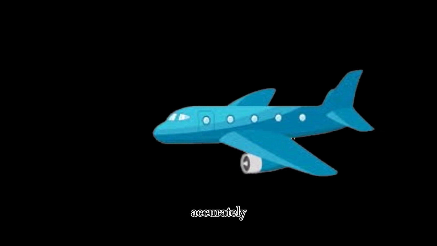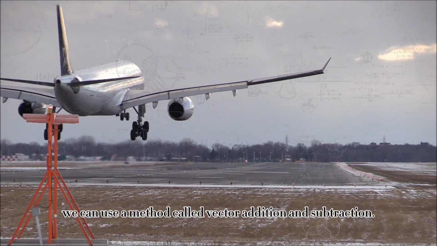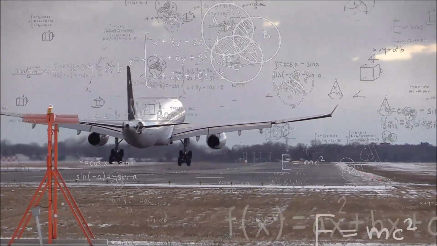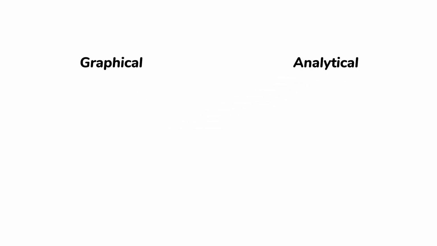How do airplanes calculate their displacement accurately, considering their change in direction and angle, including their distances? We can use a method called vector addition and subtraction. There are two methods to calculate the sum or difference of vectors. These are the graphical and analytical methods.